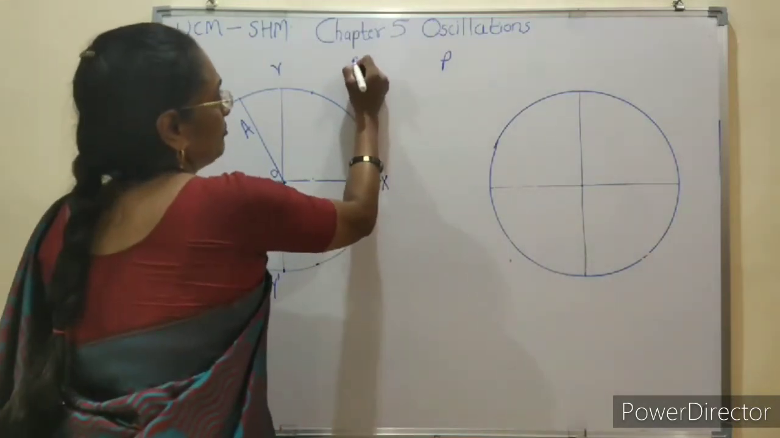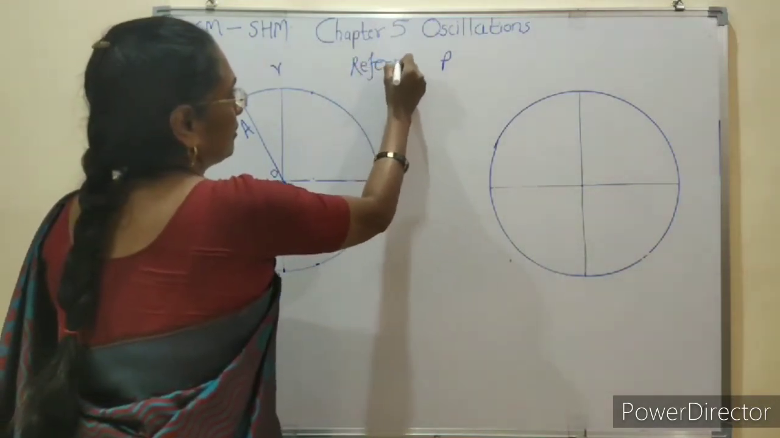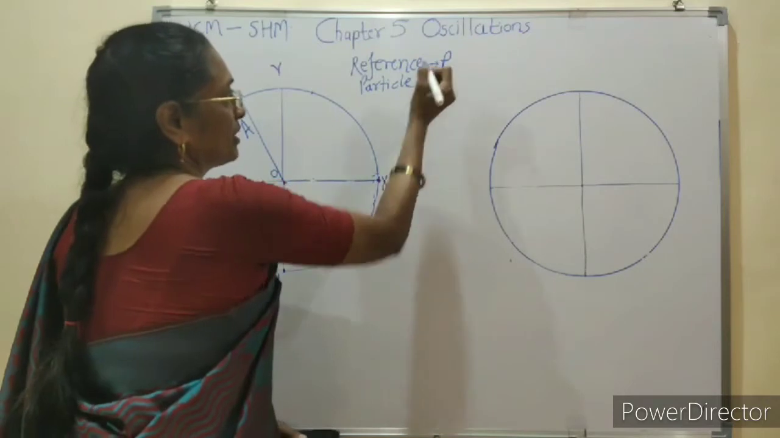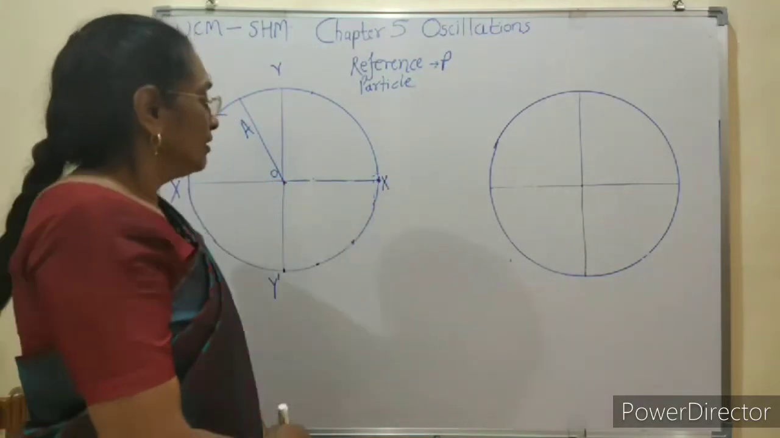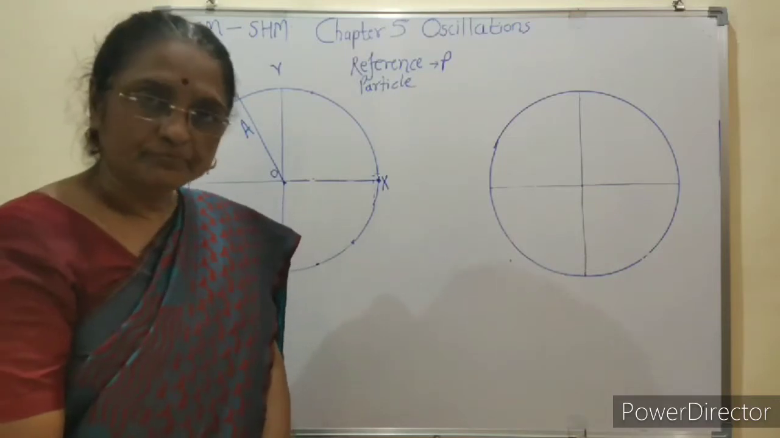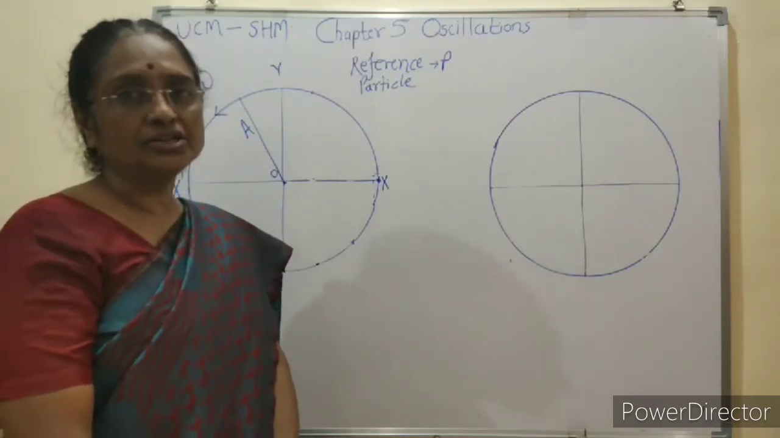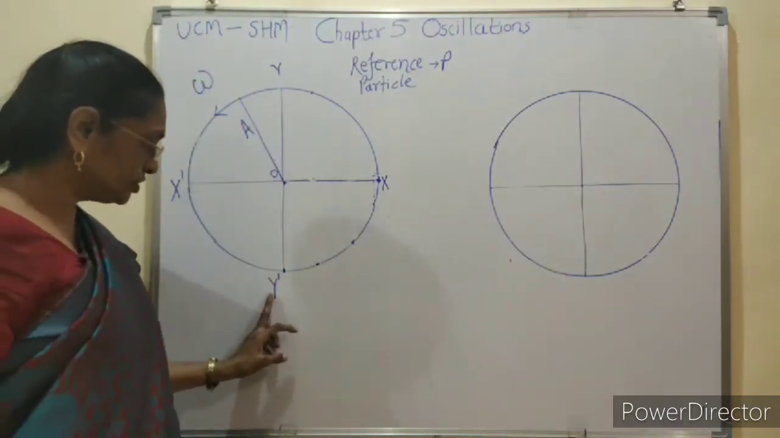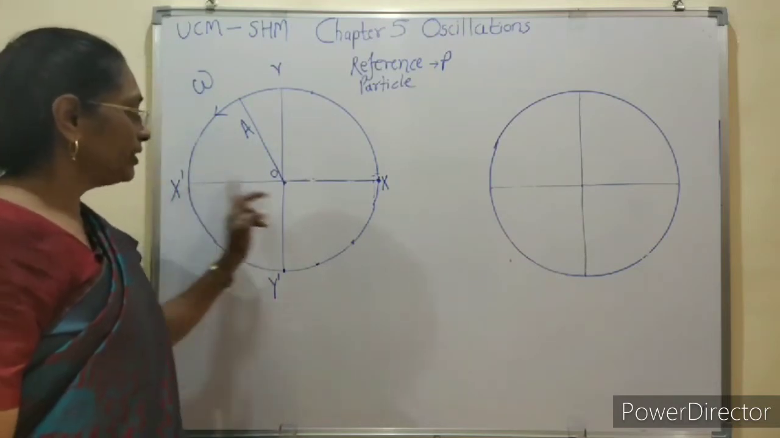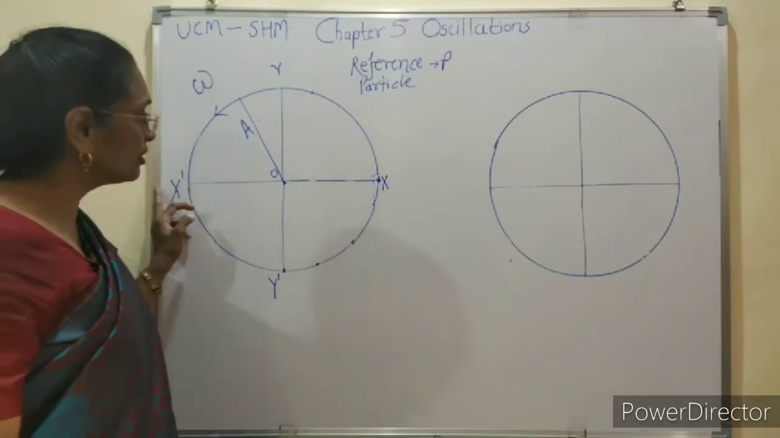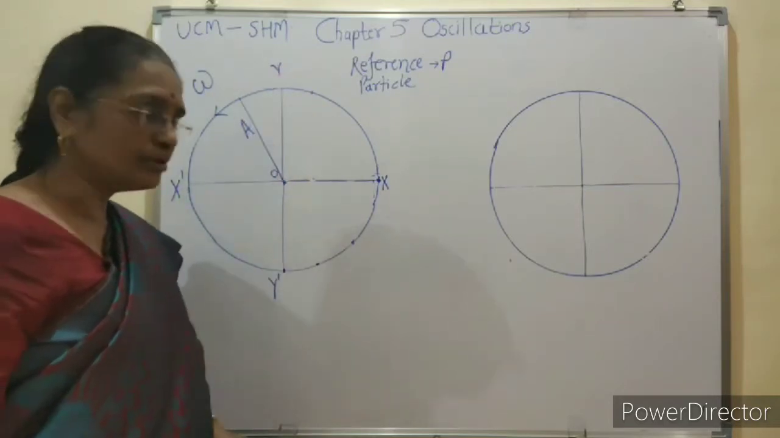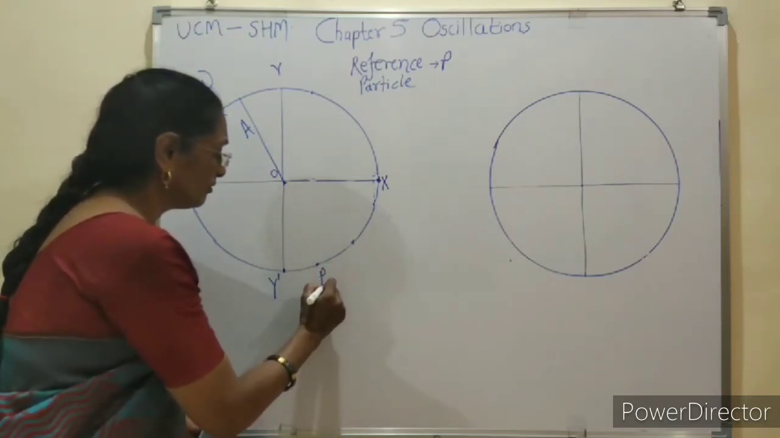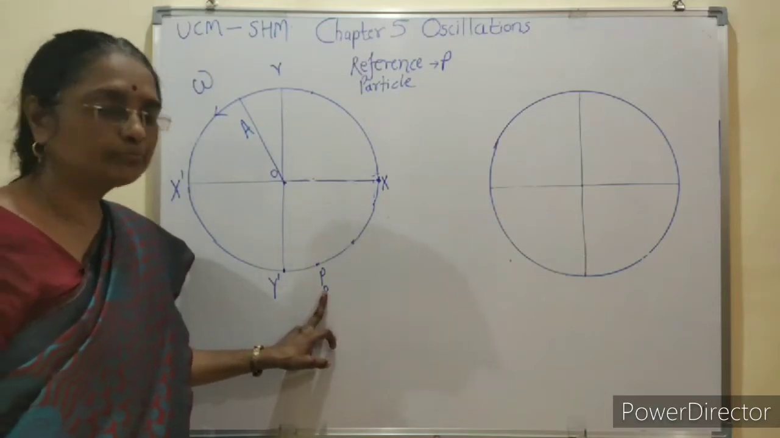This particle can be called a reference particle P. It is performing uniform circular motion. Now we start its UCM from the point y dash. Here we have taken x dash as the diameter as well as y dash as the diameter. Suppose at some position the particle P is at P0.